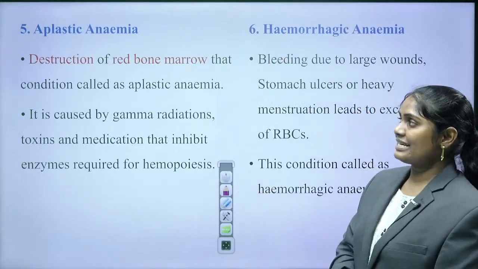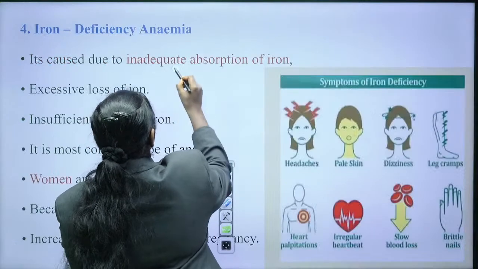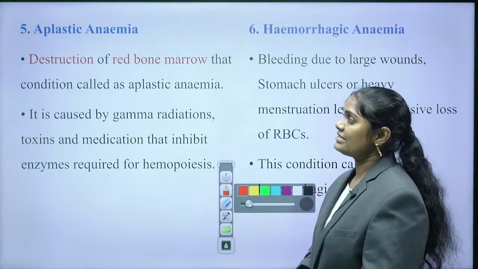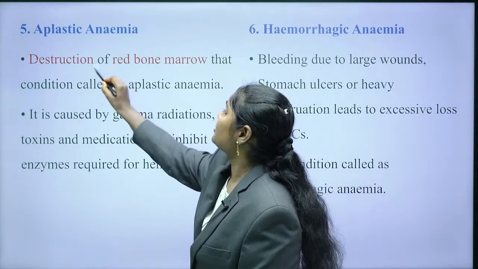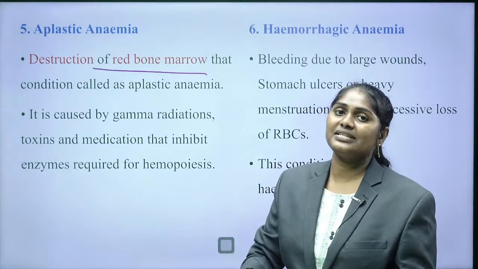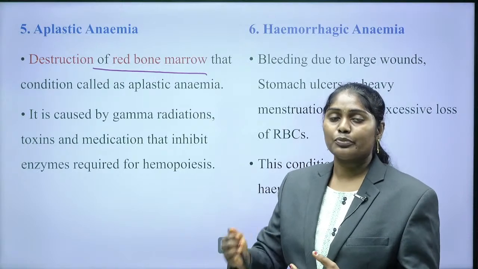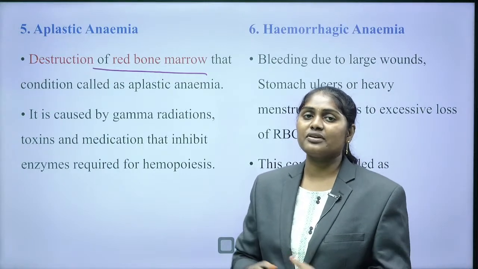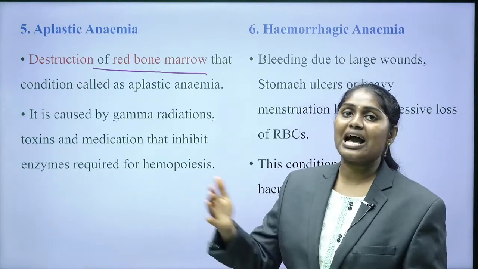So coming to aplastic anemia. Aplastic anemia is a condition where you will have destruction of red bone marrow. The source of RBC, that is nothing but bone marrow, itself gets damaged here. Because of that, RBCs are not produced up to the mark, and so you will have anemia.